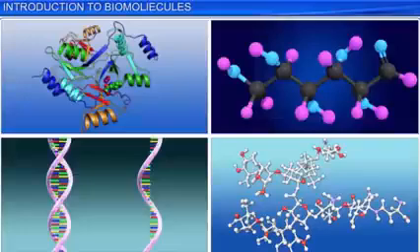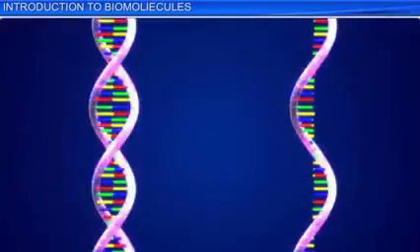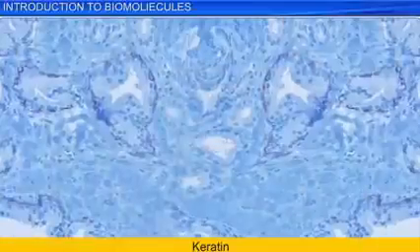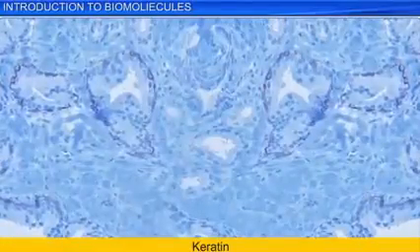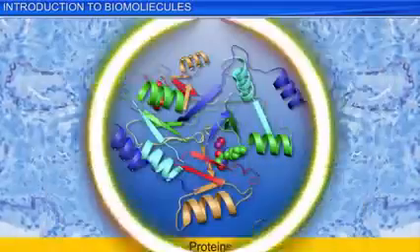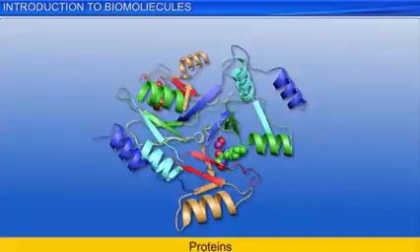Let's first define the term biomolecule. A biomolecule is a chemical compound that naturally occurs in living organisms and which are necessary for the existence of all known forms of life. For example, keratin, the main component of hair, is an agglomeration of proteins.